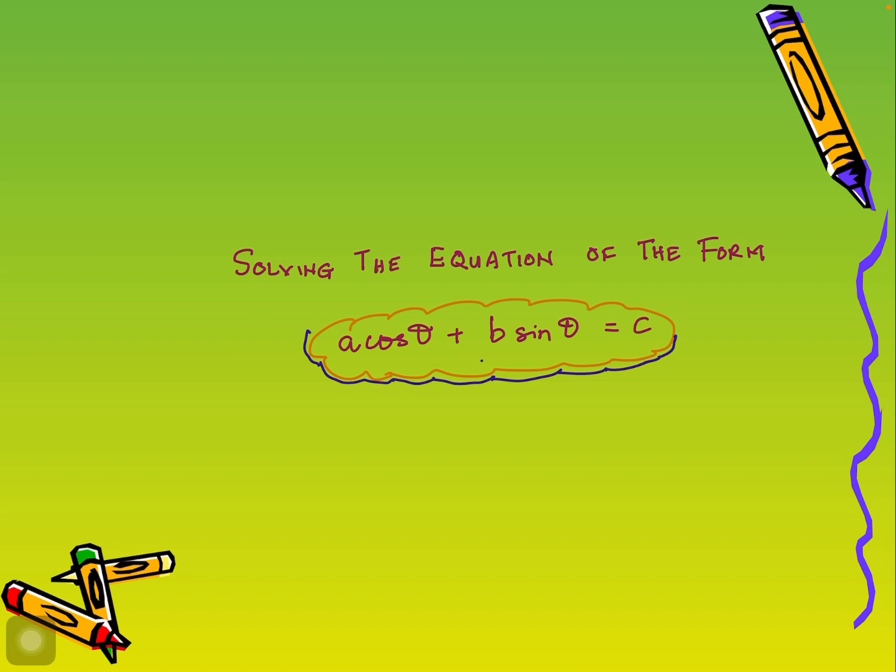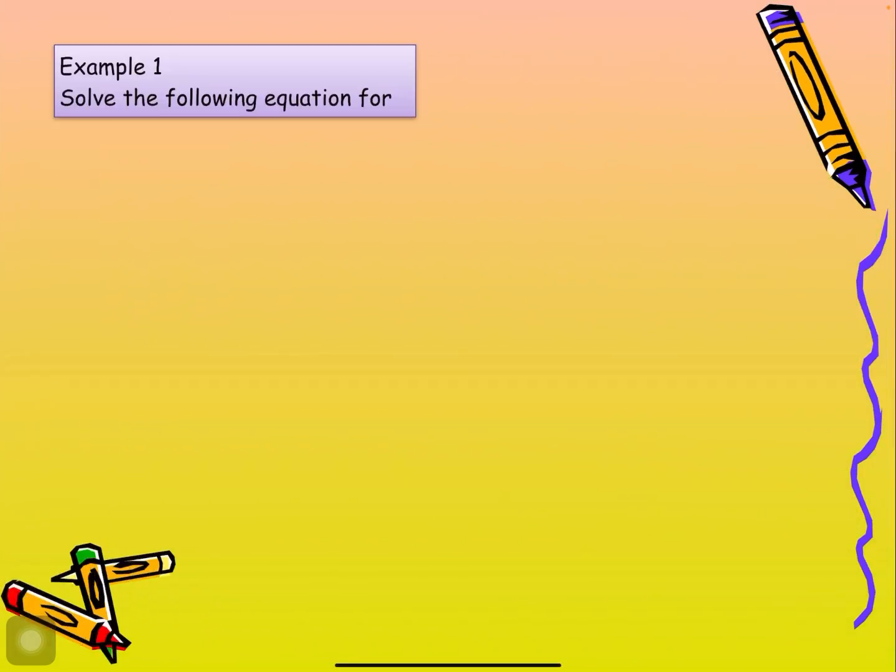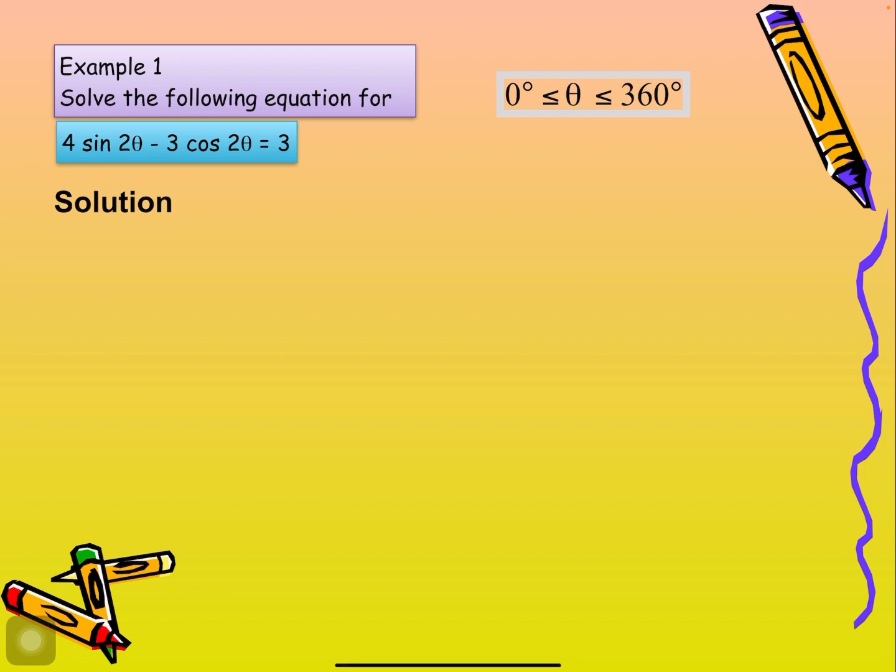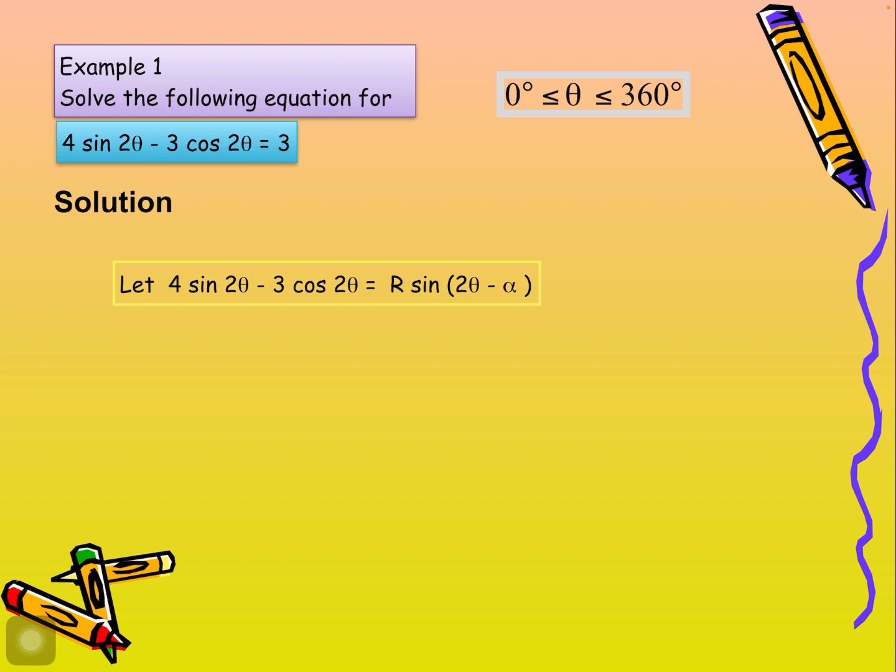Solving the equation of the form a cos theta plus b sin theta equals c. Example 1. Solve the following equation: 4 sin 2 theta minus 3 cos 2 theta equals 3, for theta from 0 until 360 degrees. Solution. Let 4 sin 2 theta minus 3 cos 2 theta equals r sin (2 theta minus alpha).